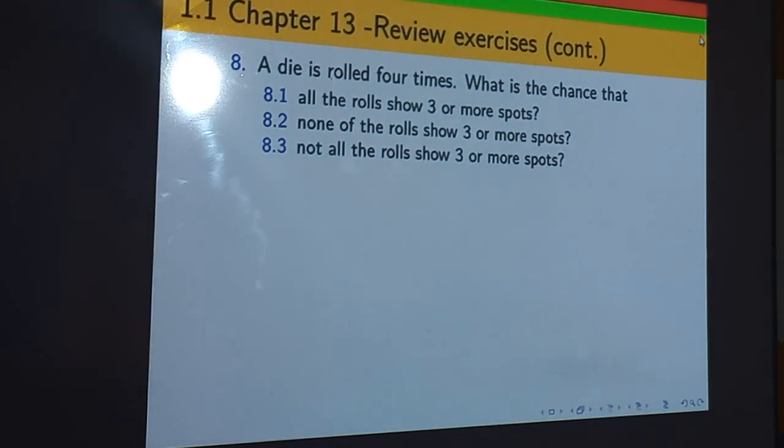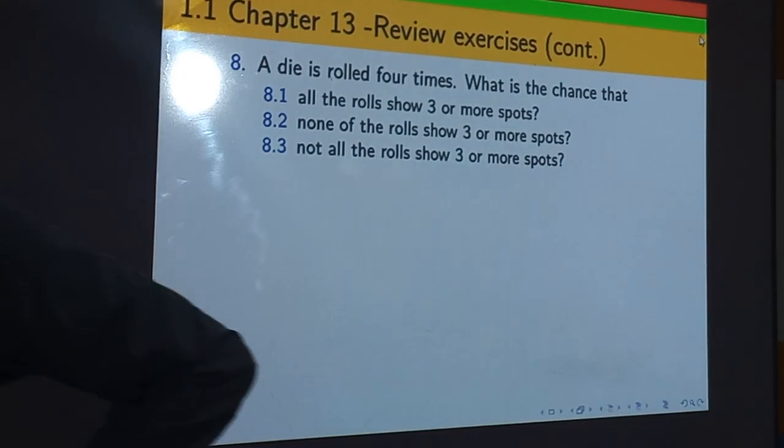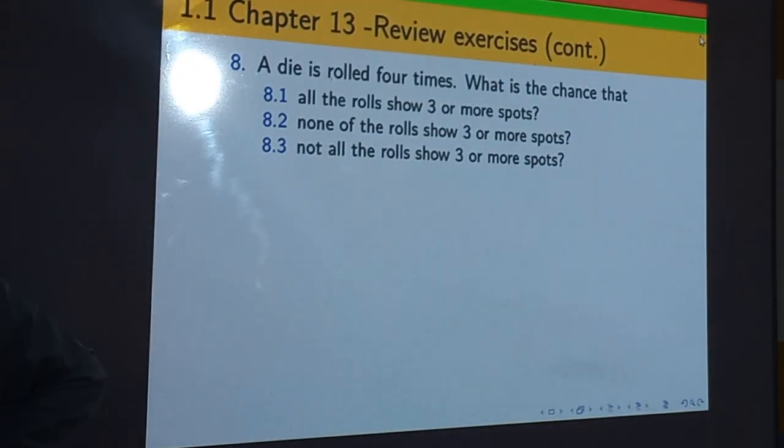So that means there are four possibilities, right? Three, four, five, six. When you roll one time, having three or more spots, the probability is 4/6. So you multiply it four times.